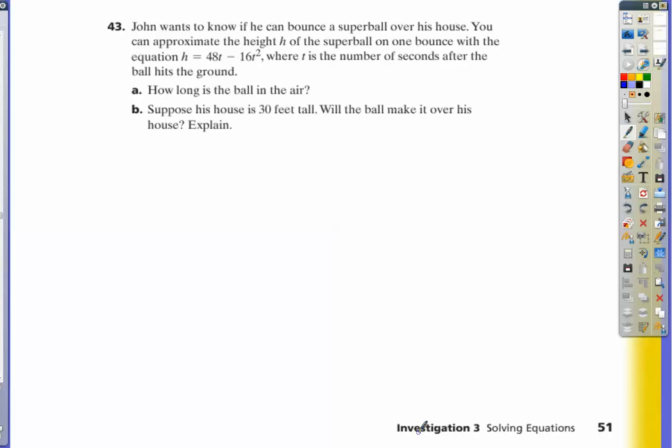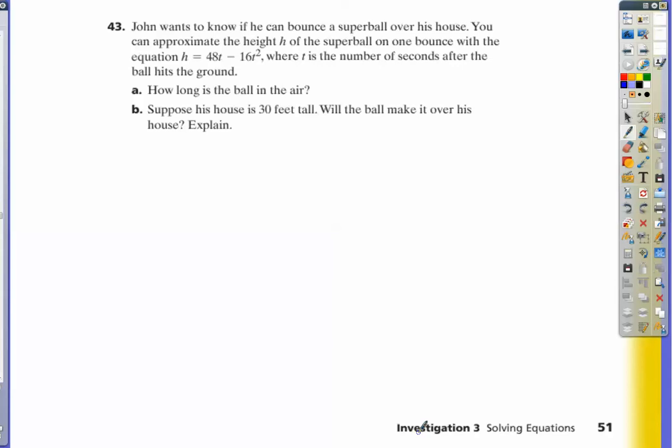Alright, so we have John. Don't you dare throw that, bounce that super ball over the house. Looks like he's going to do it anyways. So we have his equation because he's meticulously calculated this out. He thinks he can get this ball over the house by hitting it against the sidewalk. And we want to know if it's going to make it, long and the short.